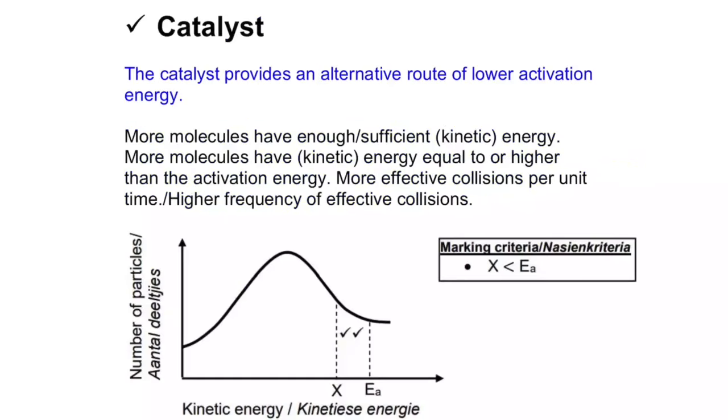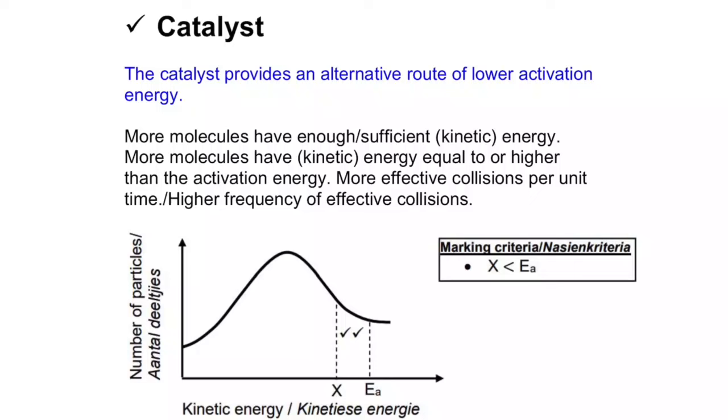The last factor that affects the rate of reaction is a catalyst. The catalyst provides an alternative route of lower activation energy, right? And then because now the activation energy has been lowered, more molecules have sufficient kinetic energy. That is, the kinetic energy is equal to or greater than the activation energy, and there will therefore be more effective collisions per unit time.